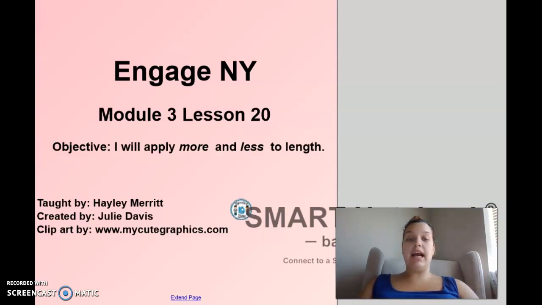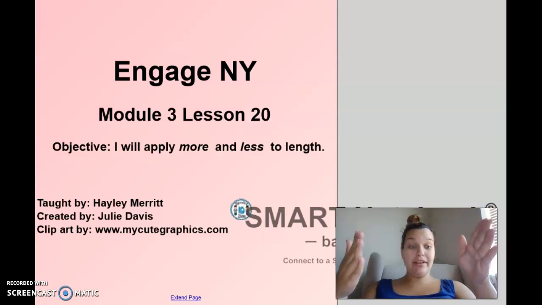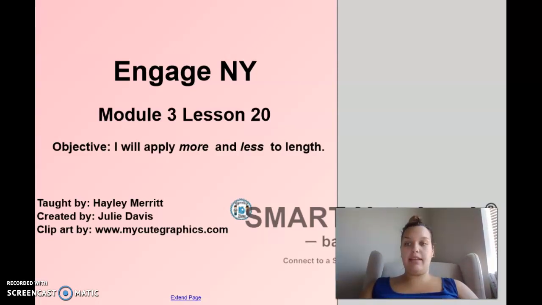Our objective is I will apply more, so give more, and less, take away, to lengths. So we're going back to that length measurement objective today.